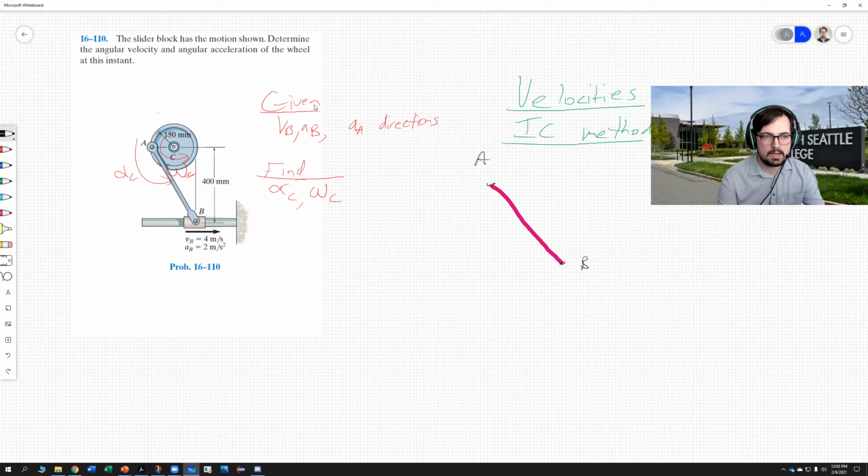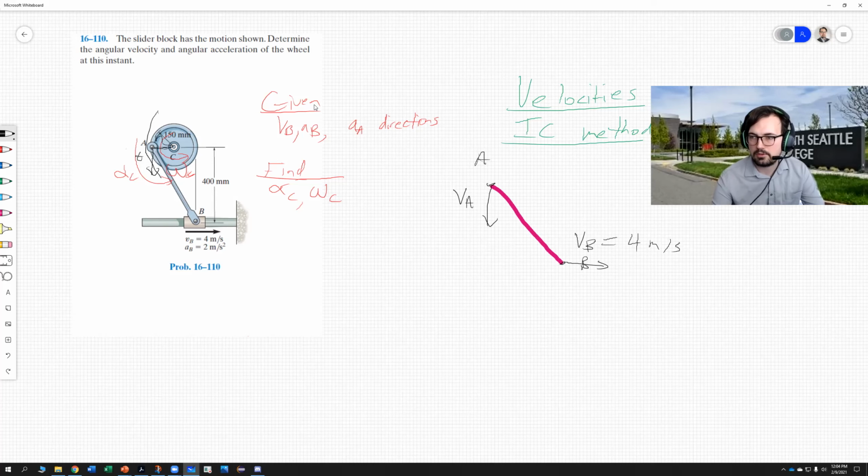Now I know that this path is circular, right? A is rotating about this circular wheel. So I can say, hey, I know the direction of A. Velocity A is tangent to that wheel, right? This is our tangent direction, and this would be the normal direction. So because that's our tangent direction, I already know the direction of VA. And they tell me the direction of VB. I also know it's a slider, so it's got to be that way. And I know the magnitude of that is 4 meters per second.